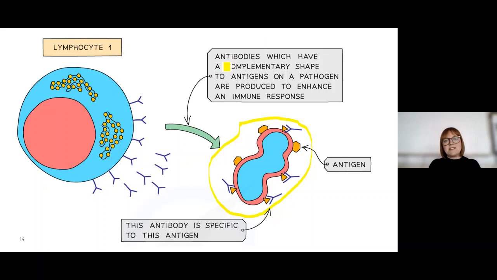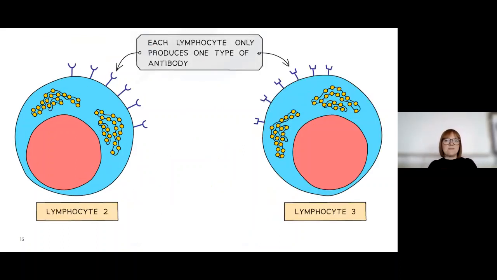It says here antibodies which have a complementary, so a specific, shape to the antigens on the pathogen. This is the lymphocyte, which I'm drawing an arrow to. This is the pathogen that I've drawn a circle around, and these are the antigens. The antibodies then, as you can see, have a very specific shape. These will then cause the pathogens to stick together so that a phagocyte can come along and engulf them in one. You can see here that these two are producing different shaped antibodies.